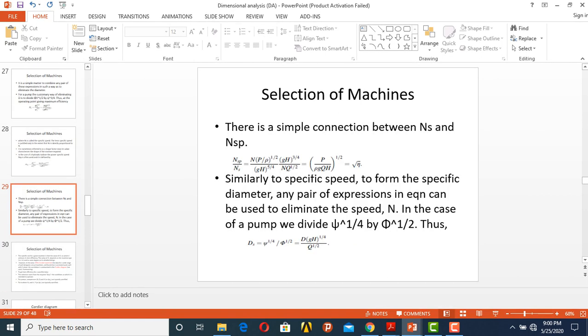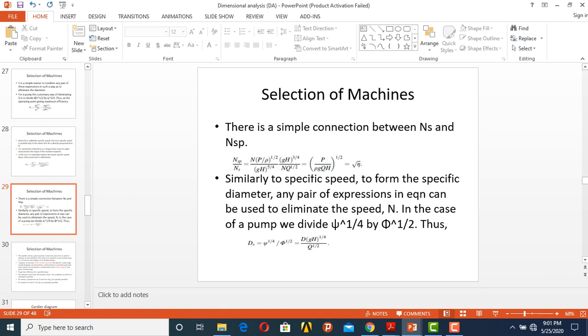Okay. So similarly to specific speed, to form the specific diameter, just like we did for specific speed where we eliminated diameter, in this case we are going to eliminate the speed, the N. So we are going to relate the head coefficient to the flow coefficient.